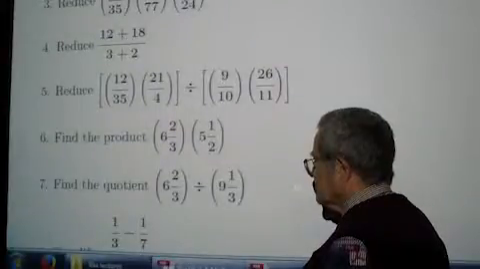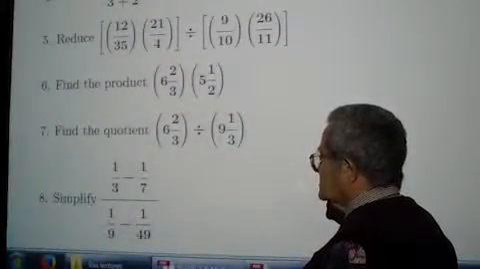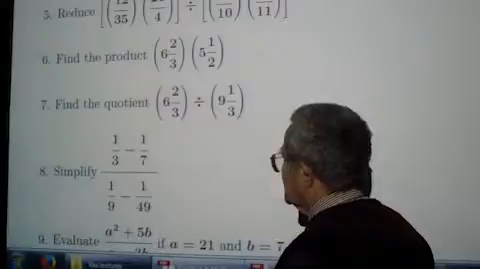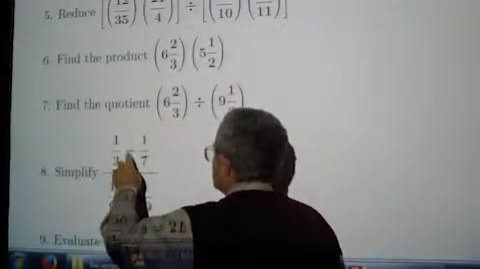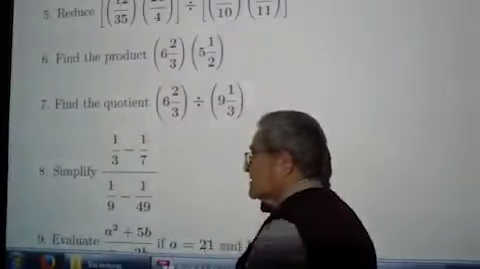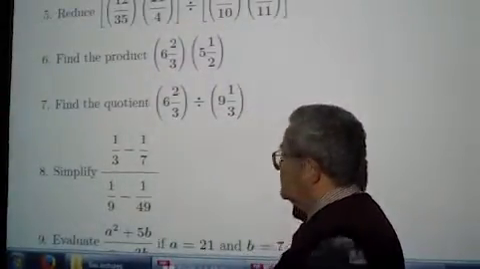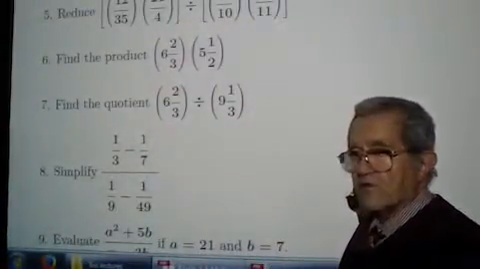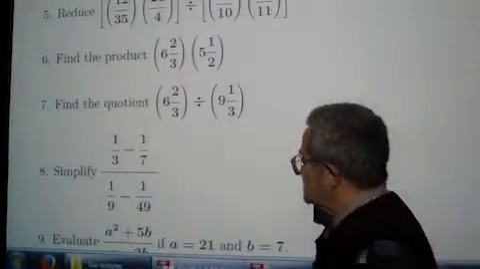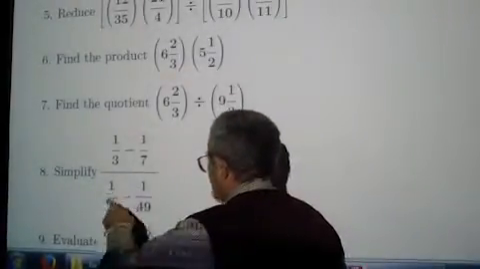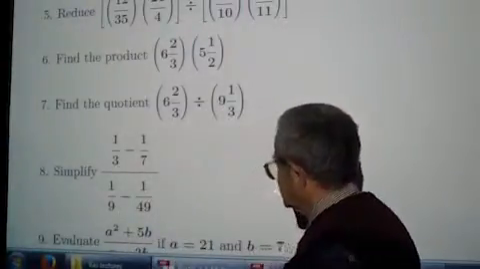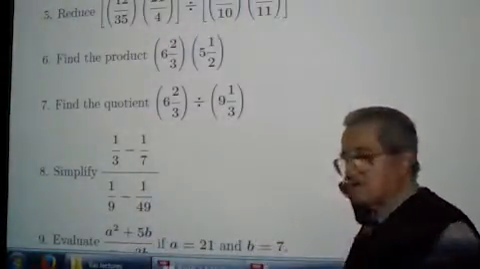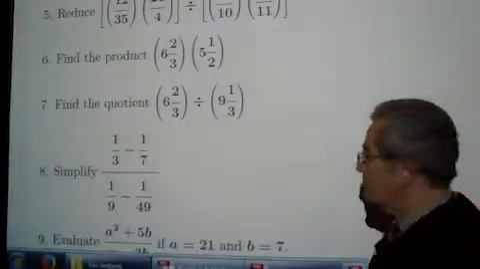Then simplify the complex fraction with the numerator 1 over 3 minus 1 over 7, and the denominator 1 over 9 minus 1 over 49.